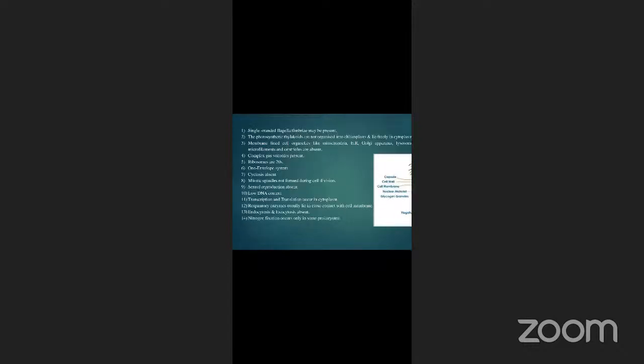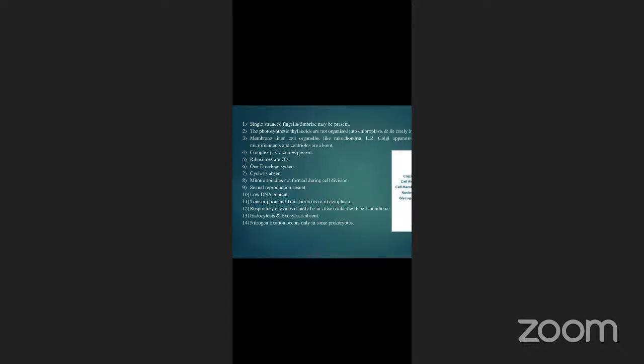Yeah. So a single-stranded flagella or fimbriae is present, which is mainly for movement. Then photosynthetic thylakoids are not organized into chloroplasts, as in the case of plants. Then membrane-lined cellular organelles like mitochondria, endoplasmic reticulum, Golgi apparatus, lysosomes, microtubules, microfilaments, centrioles, all these are absent. And gas vacuoles, which are mainly for the diffusion of gases, are present.